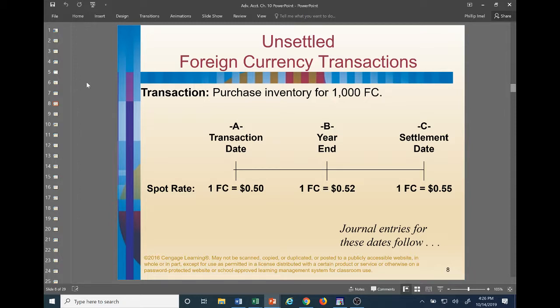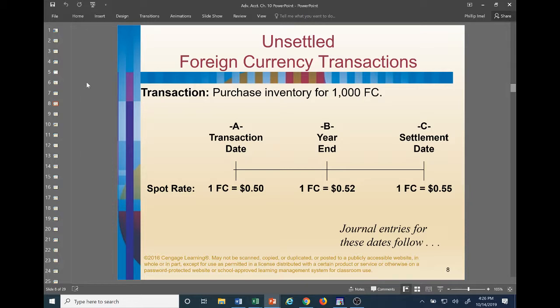So to illustrate the accounting for unsettled transactions, let's assume a U.S. company purchases goods from a foreign company on November 1, 2015. The purchase, in the amount of 1,000 foreign currencies, is to be paid for on February 1, 2016 in foreign currency. To record or measure the transaction, the domestic company would make the following entries, assuming an exchange rate of one foreign currency equals 50 cents.